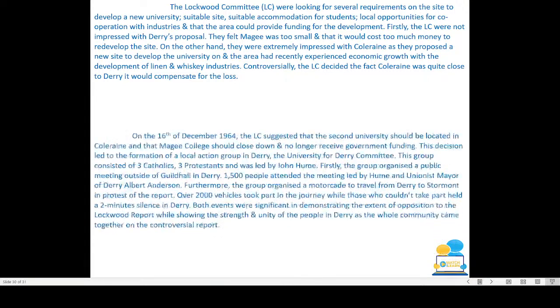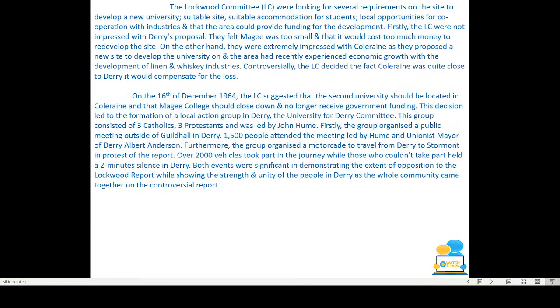Once again, we see our Lincoln sentence. On the 16th of December 1964, the Lockwood Committee suggested that the second university should be located in Coleraine and that Magee College should close down and no longer receive government funding. This decision led to the formation of a local action group in Derry, the University for Derry Committee. This group consisted of 3 Catholics, 3 Protestants, and was led by John Hume.